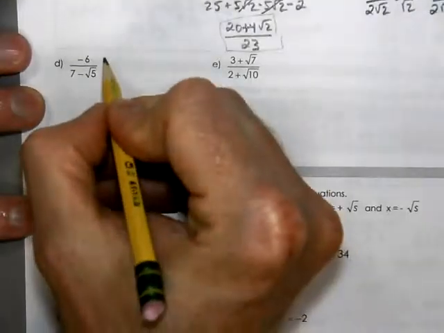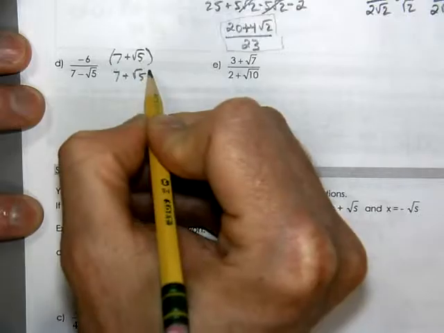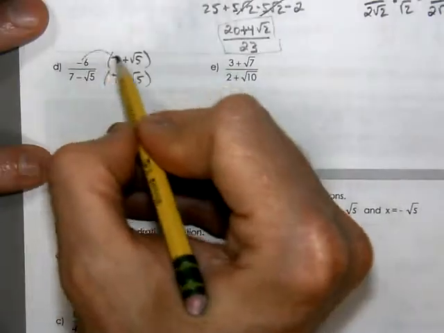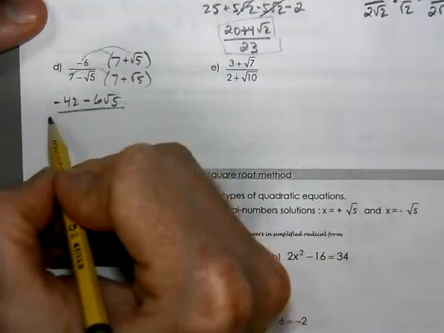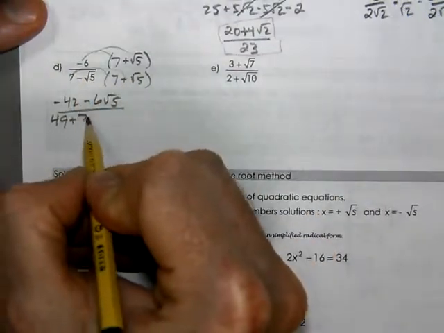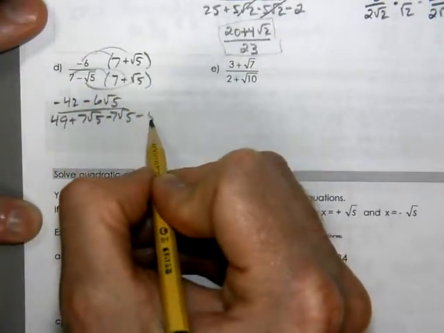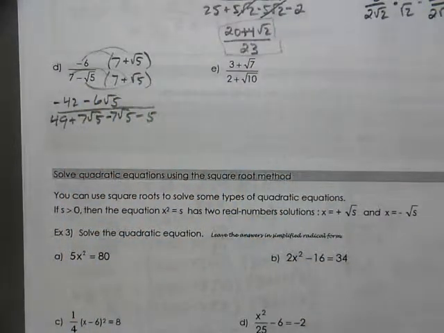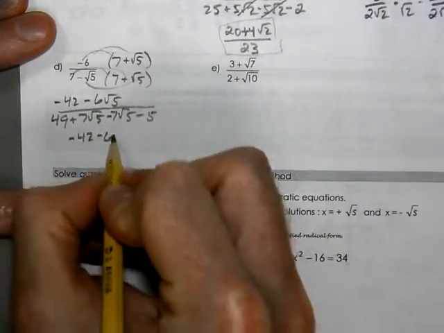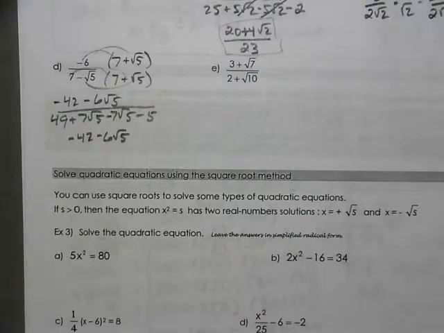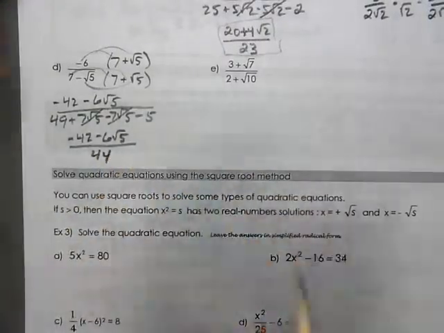For part D, we're going to multiply by the conjugate. In parentheses, not in parentheses, it doesn't matter. You're going to distribute through. Seven times 7 is 49. A positive 7 root 5. A negative 7 root 5. And a negative 5, because 5 times square root of 5 times square root of 5 is the value of 5. So we have negative 42 minus 6 root 5. The middle terms cross out completely, and we're left with 44.